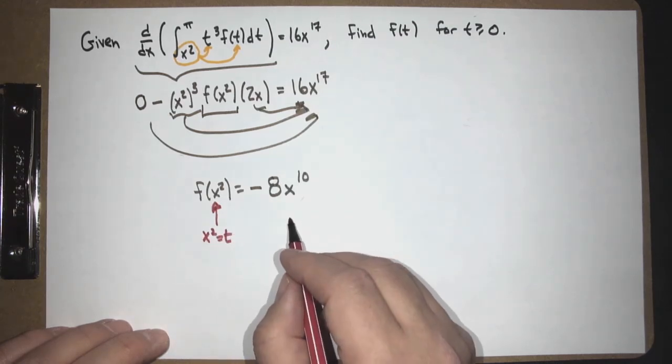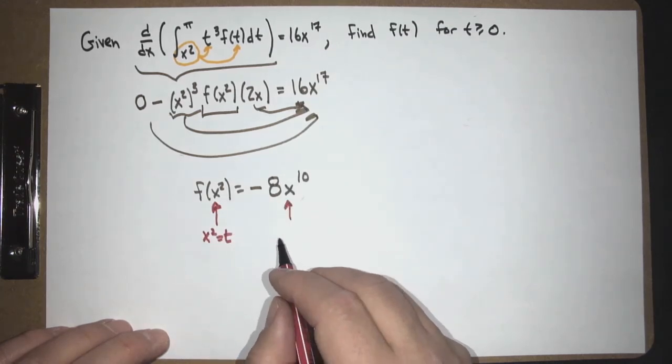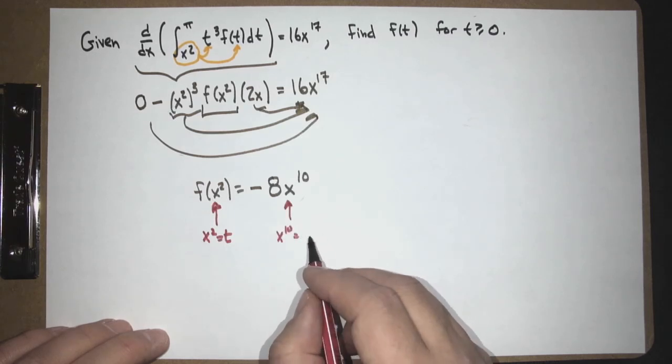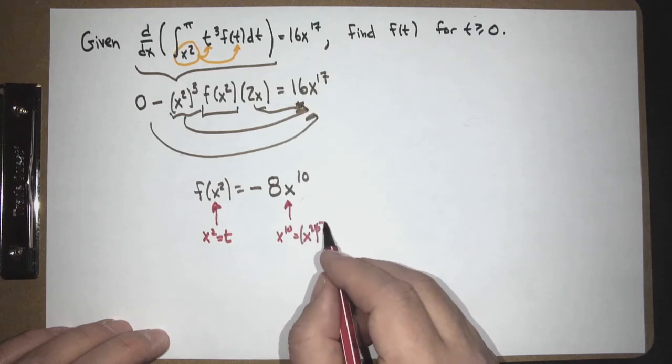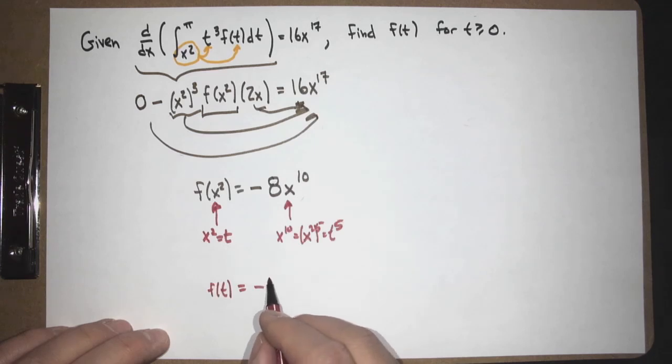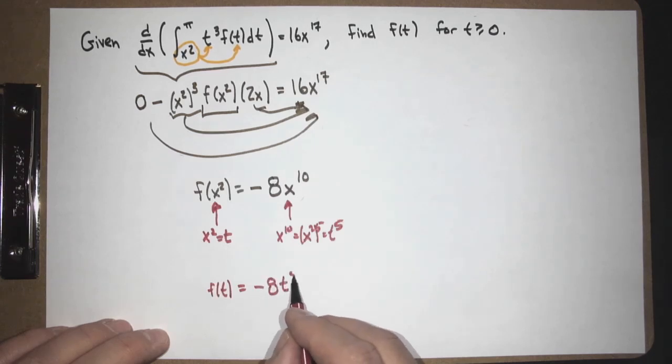All right, so we have to come over here. What are we going to call this? X to the 10th. X to the 10th, what's the way to write that? X squared to the 5th, t to the 5th. So f of t, our final answer, minus 8, t to the 5th.